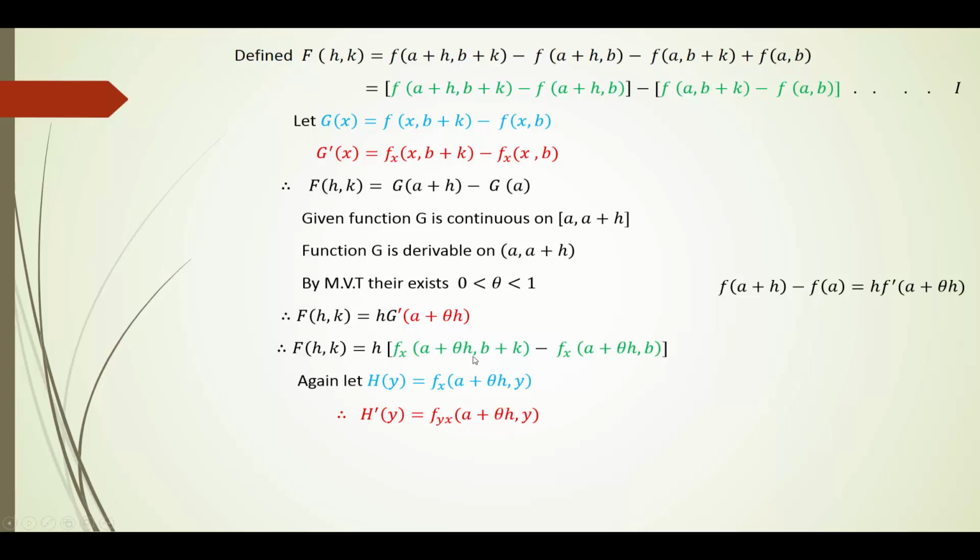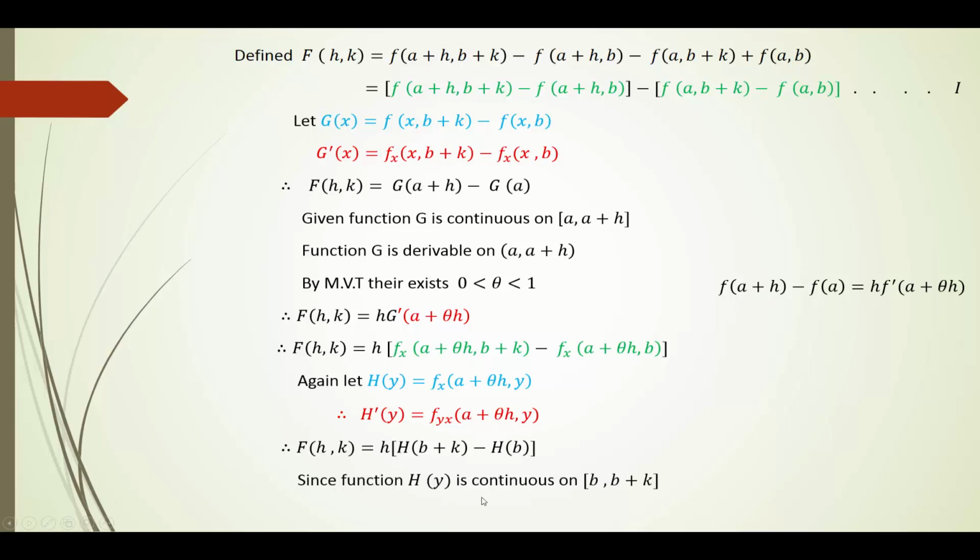Now convert the first term and second term both in terms of h of y. y is the y coordinate of function fx. Here the x coordinate a plus theta h is fixed, but the y coordinate is b plus k. So the first term is h of b plus k, and the second term is h of b. Therefore f of hk equals h times the bracket h of b plus k minus h of b. Again apply the mean value theorem, the same theorem.